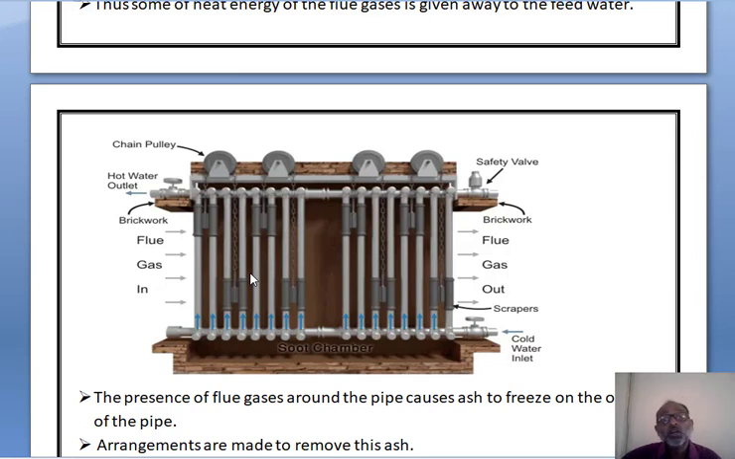Thus some of the heat energy of the flue gases is given away to the feed water. Now the presence of flue gases around these pipes causes ash to freeze on the outside of the pipeline. So arrangements are made to remove this ash.